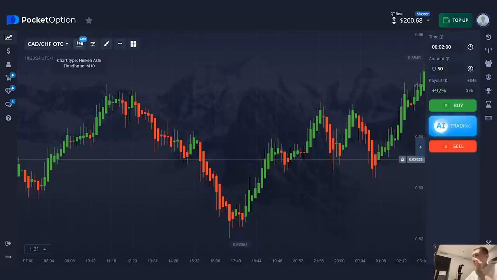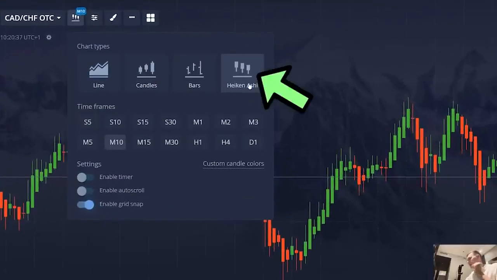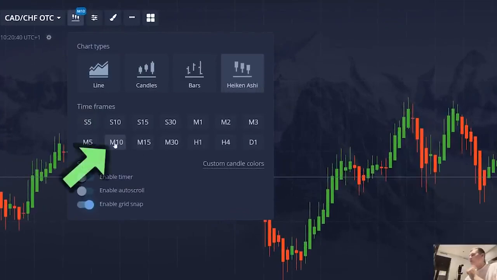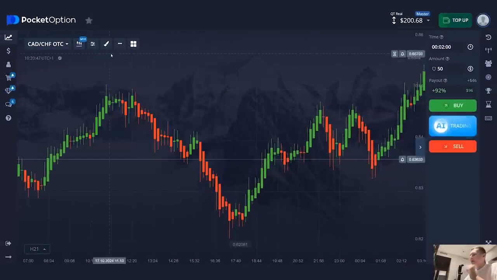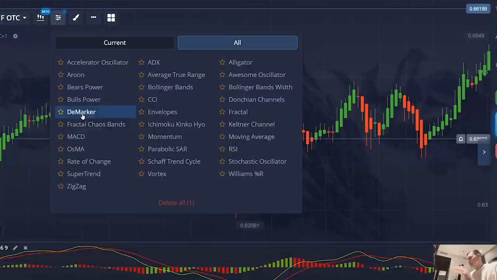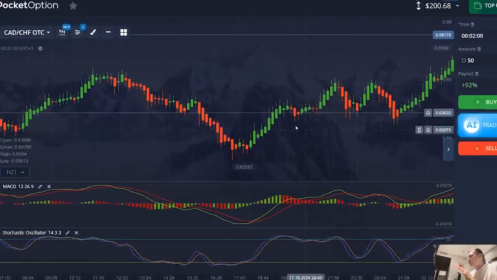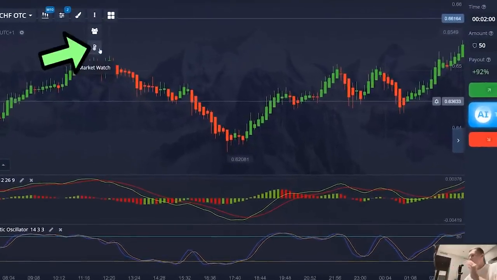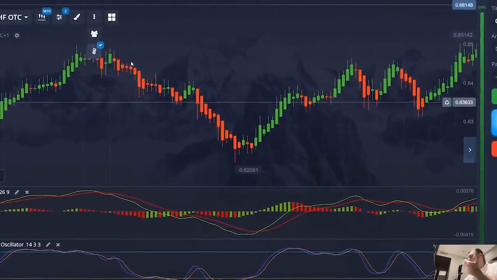I have found an interesting tactic and I plan to test it right now with you. In my work, I will use Heikin Ashi candles and a time frame of 10 minutes. I will also need a MACD and stochastic oscillator. To check my signals, I will use Market Watch. And all that remains to be done now is to play with the settings a little.